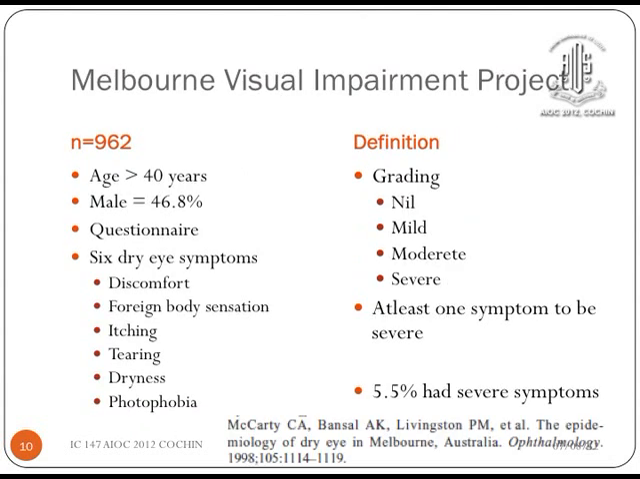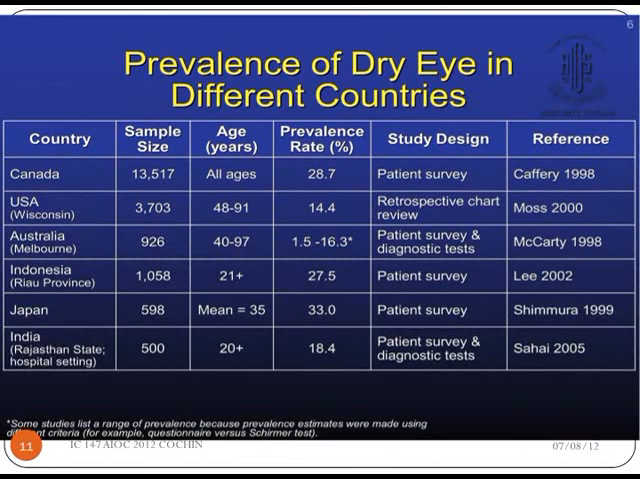Another study in Australia, in which 962 patients were included. This was also a questionnaire survey, and the definition was nil, mild, moderate, severe dry eye disease, and out of which 5.5% had very severe symptoms of dry eyes. So in various countries, the usual prevalence is approximately 1.5 to almost 30%. The prevalence of dry eyes in India: Sahai Eye Hospital conducted a survey in which the prevalence rate was found to be almost 20%.